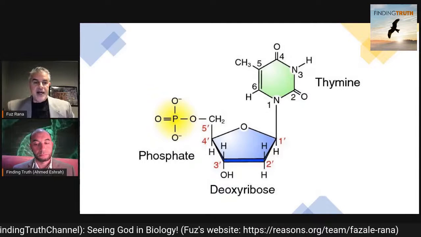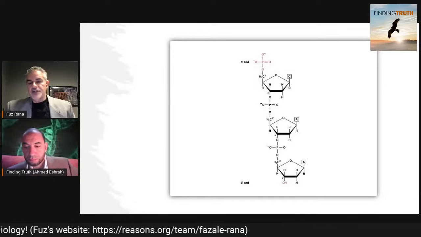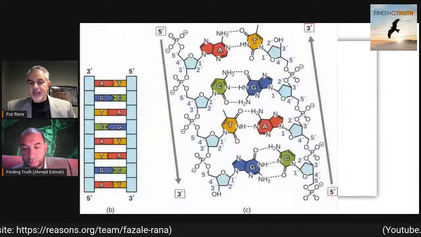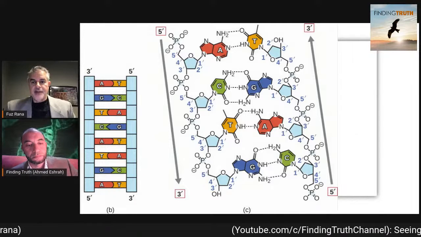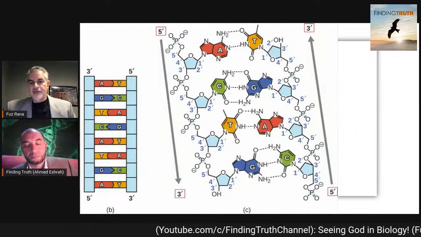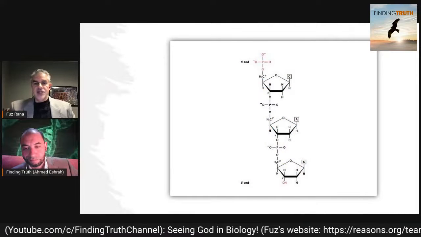And so when we talk about, in this slide, 5', 3', what we're saying is that the linkage here is the 5', and it's going up to the 3'. And then the next, you see 5', 3', 5', 3'. So that's just telling you essentially the direction.